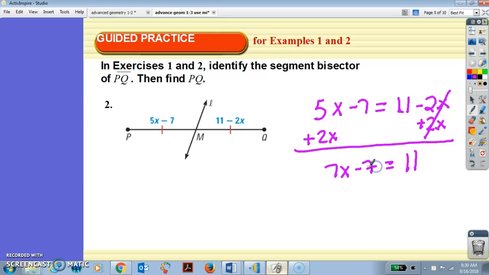7x minus 7 equals 11. Now we just have a normal two-step equation. Get rid of whatever's on the same side of the variable that is not attached to the variable using opposite operations.